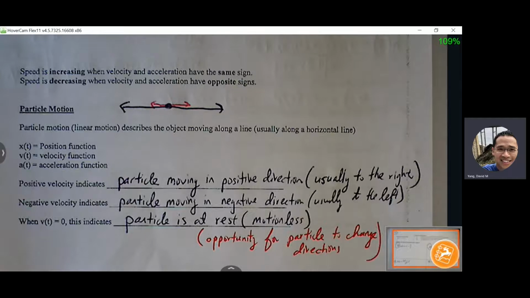Negative velocity indicates when the particle is moving in the negative direction, usually to the left. So we associate right with positive and left with negative. And then when v of t is equal to 0, this indicates that the particle is at rest or motionless. And something that we're going to discover later, especially with the next unit, is that when a particle is at rest, that a lot of times is an opportunity for the particle to potentially change direction.